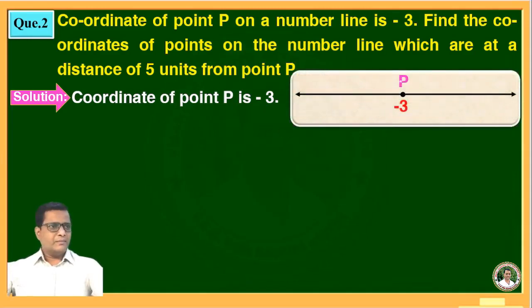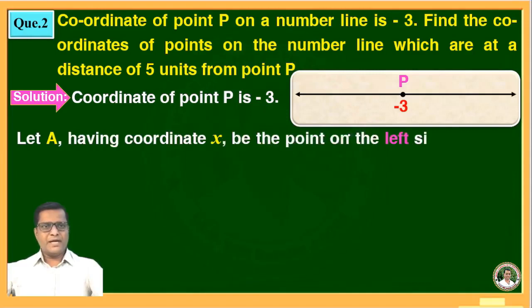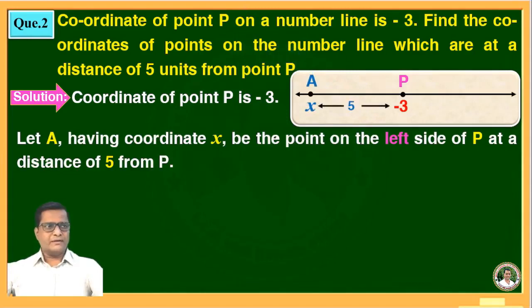In that figure, point P has coordinate minus 3. The other point which is at the distance of 5 units from the point P will be at the left side as well as at the right side. First we will see, let a point having coordinate x be the point on the left side of P at distance 5 from P, which is shown in the figure. Means this is a point A of coordinate x which is at distance 5 from the point P.